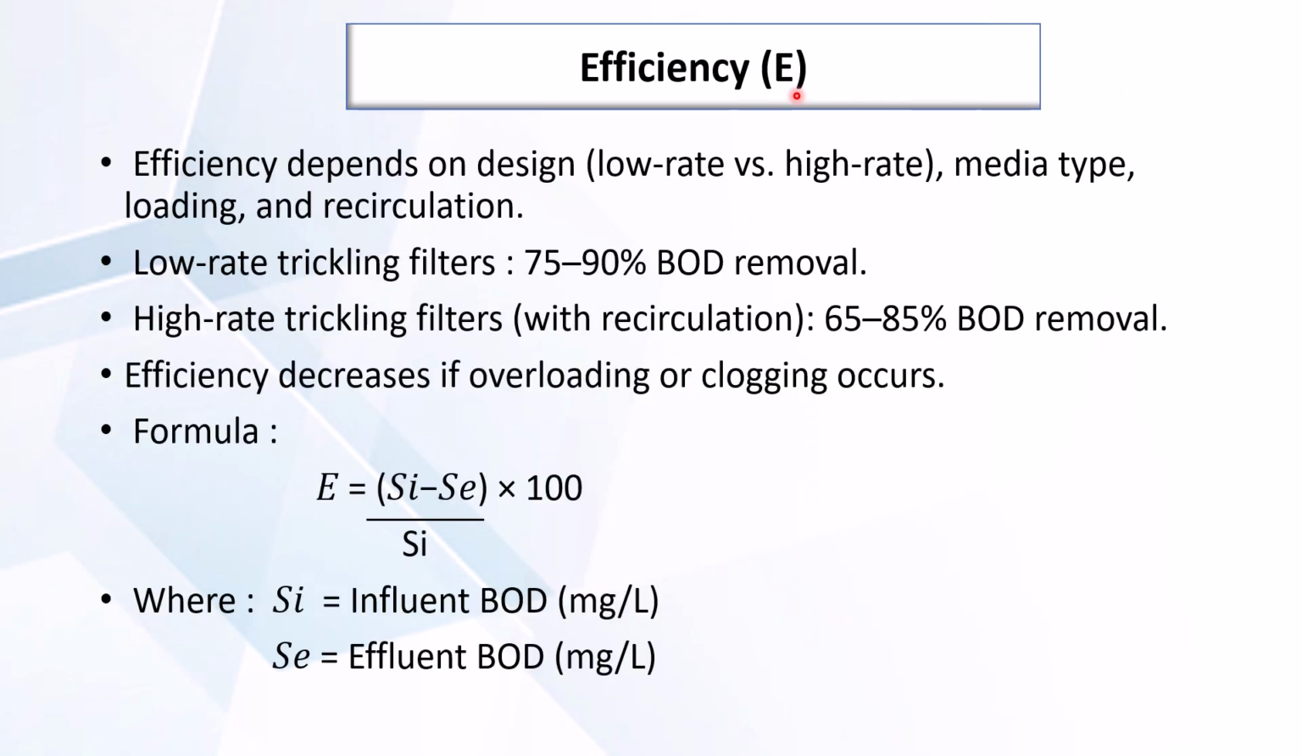Now the third is the efficiency. It depends on the design, like whether you are using low rate or high rate, the media type, loading, and the recirculation. The low rate trickling filters remove 75 to 90% BOD. High rate trickling filter with recirculation removes 65 to 85% BOD, and efficiency decreases if overloading or clogging occurs. Formula is E is equal to Si minus Se upon Si, where Si is the influent BOD and Se is the effluent BOD, into 100.